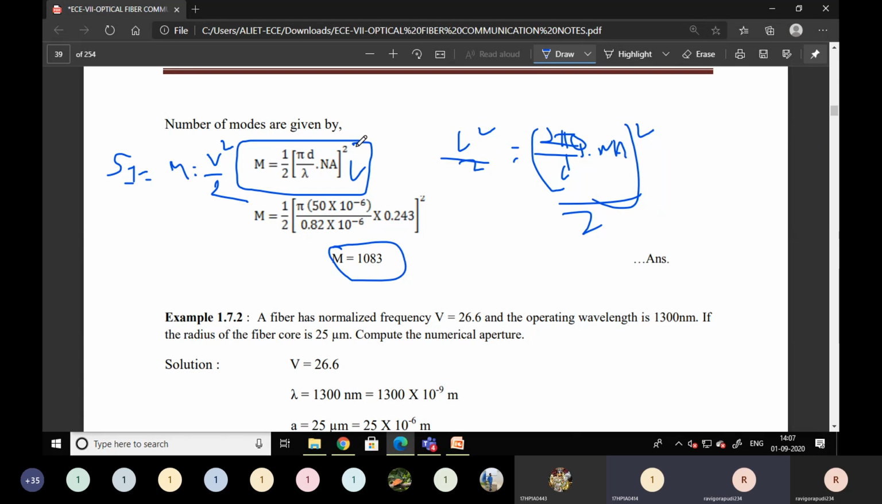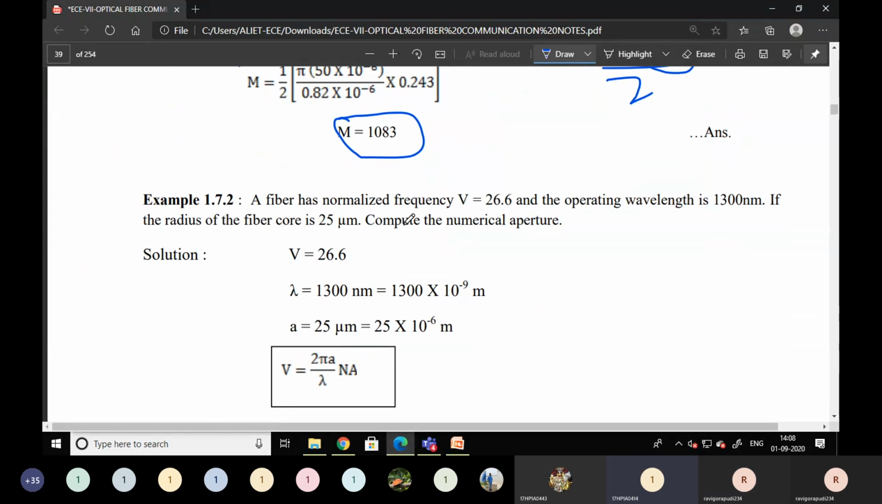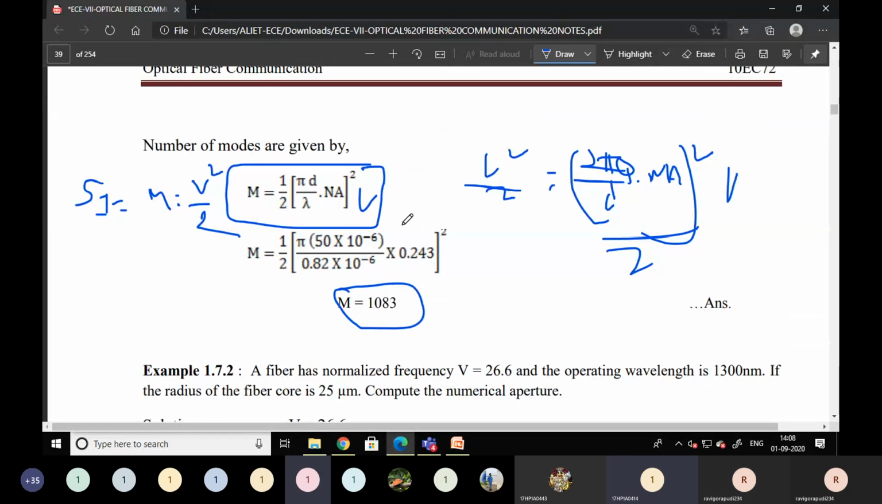All are following or not? Whether you can use this formula or V square by 2 directly, this is better. M is equal to V square by 2, and we know the V value, that is 2 pi a by lambda into NA. Is it clear? Yes, sir. Then go for the next problem.